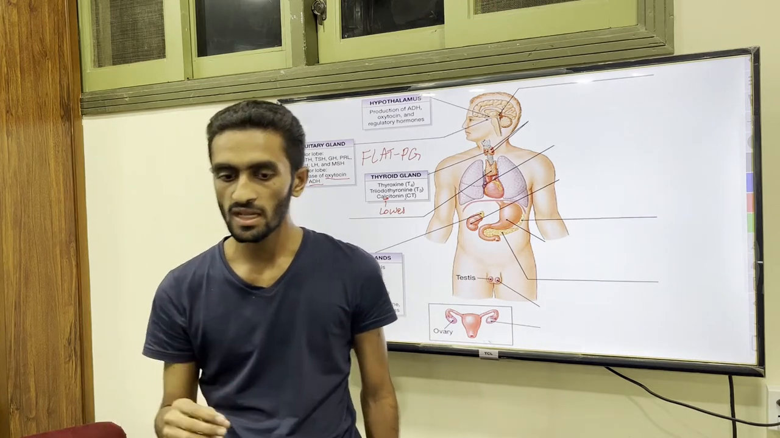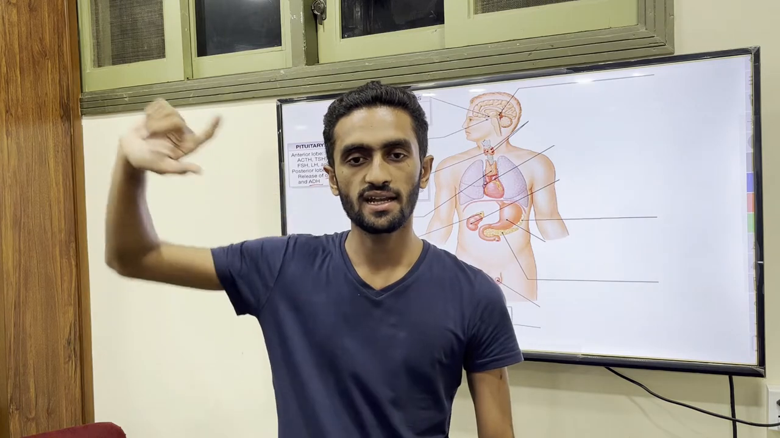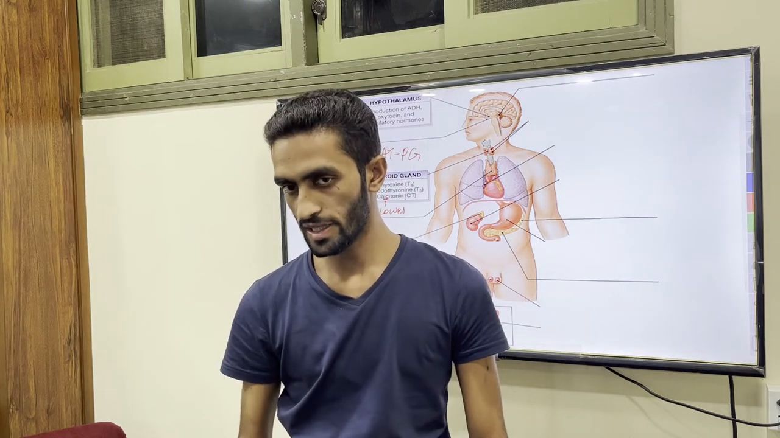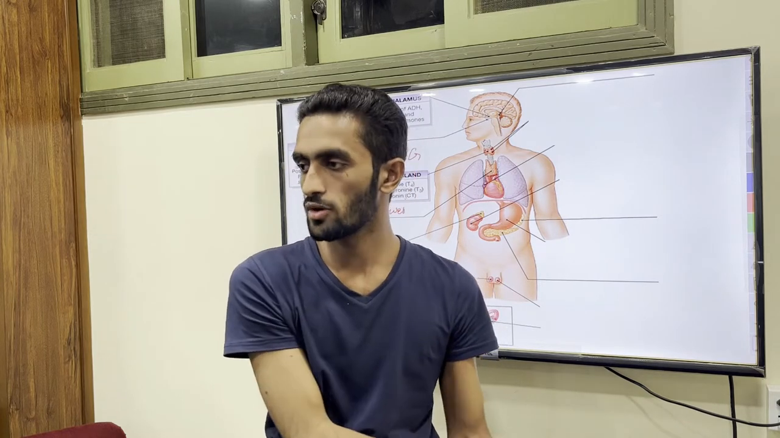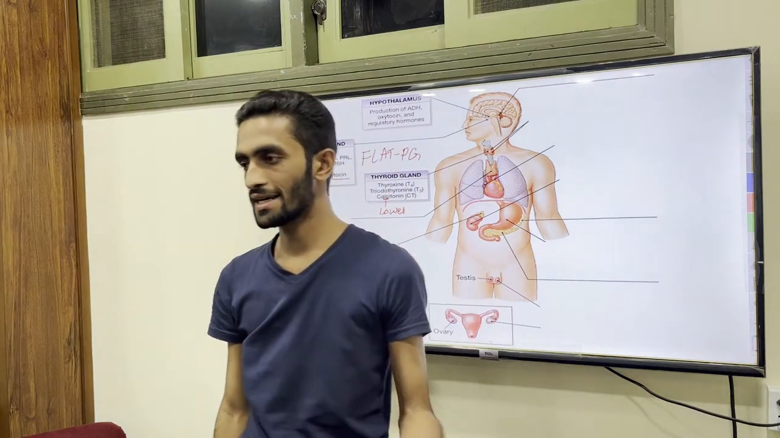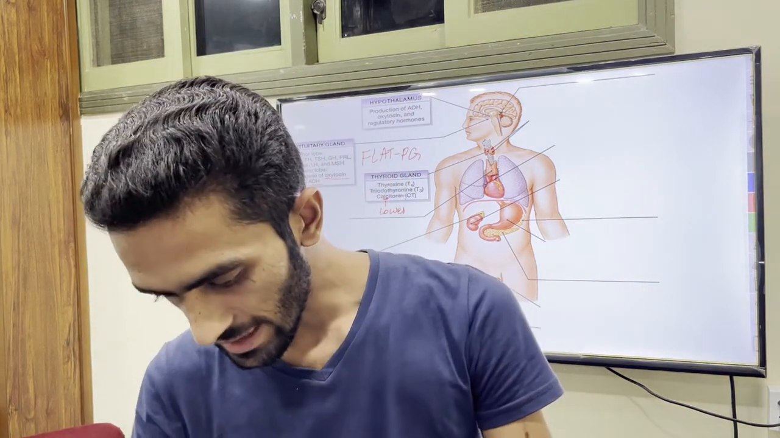So this medulla is directly associated with your hypothalamus. It is directly associated with the sympathetic and parasympathetic activity. So they are not controlled by ACTH. They are directly controlled by the hypothalamus. If you look at the cortex, we have three layers that we will discuss later. Just see the location of the gland.